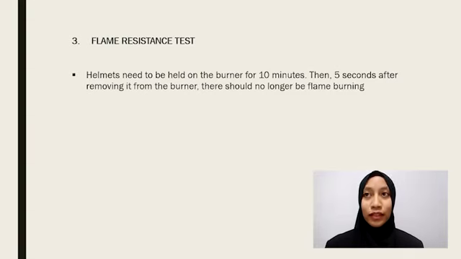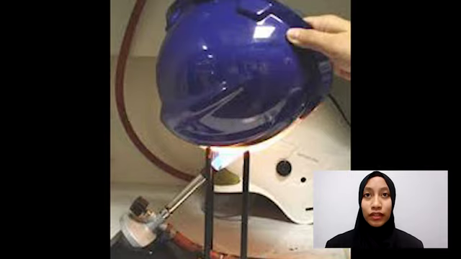Next, the flame resistance test. The helmet needs to be held on the burner for 10 seconds. Then, 5 seconds after removing it from the burner, there should no longer be a flame burning on the helmet.